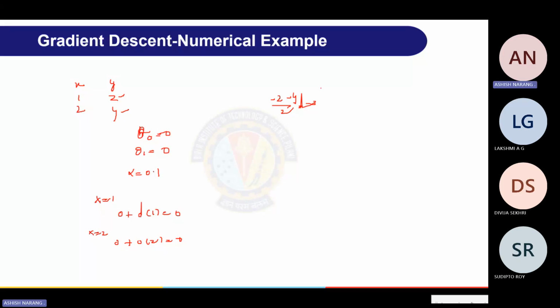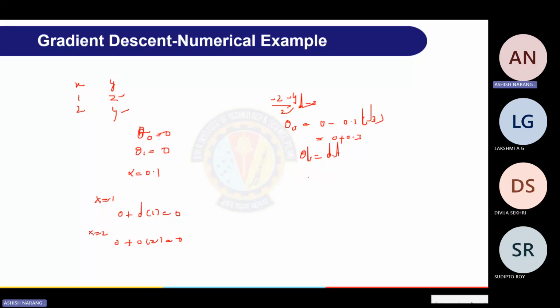Average error is 3. So theta 0, how I will update is 0 minus 0.1 into minus 3. This will be 0 minus 0.3. So this is minus 3, this is minus again. Sorry, this will become plus. So theta 0 is 0.3.